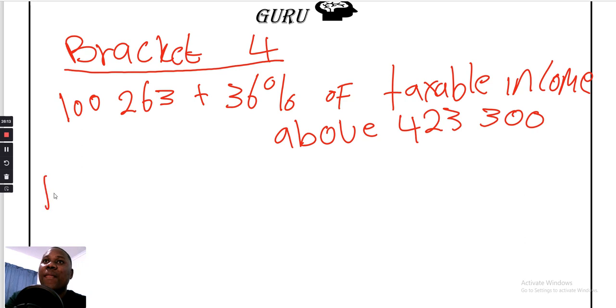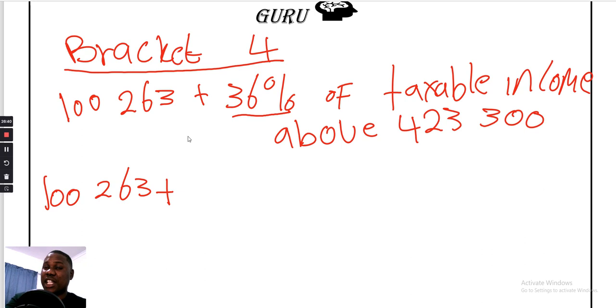So it's going to be 100,263 plus. Now, when it comes to the percentage, because I want to make things easier when you go to your calculator, this is what I'm going to do. I'm only going to change this percentage into a decimal form.